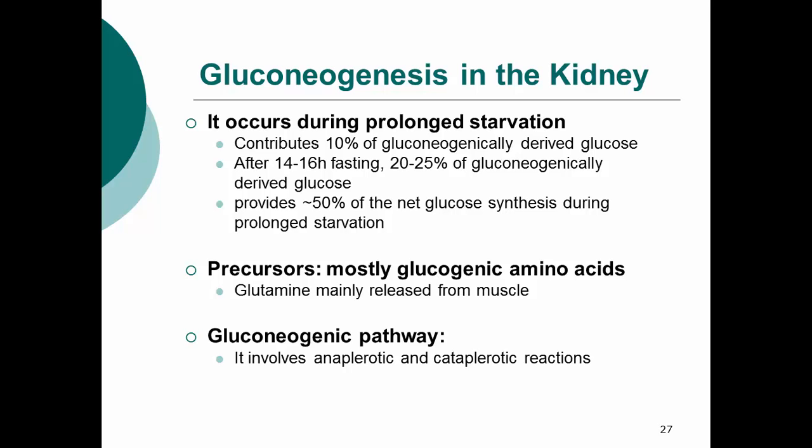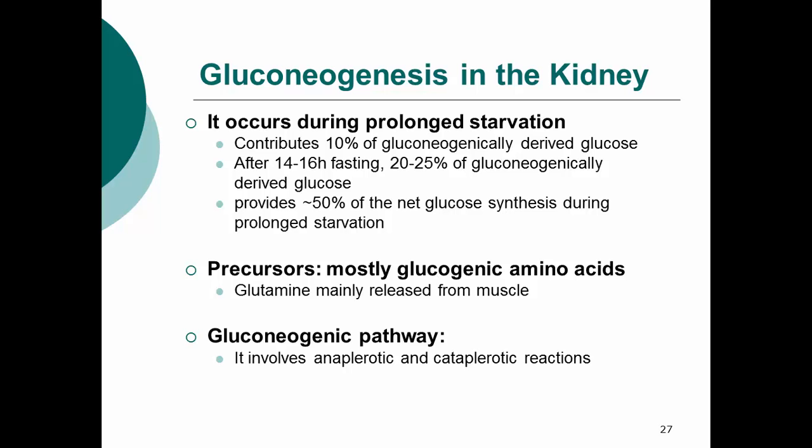Okay, now let's talk about gluconeogenesis in the kidney. It occurs during prolonged starvation. So again, the liver is the most important tissue that produces glucose, right? It does the gluconeogenesis, particularly during the early stage of starvation.